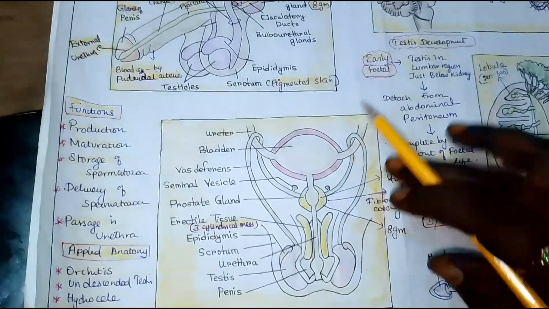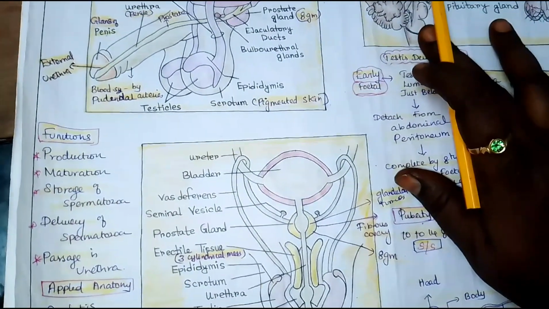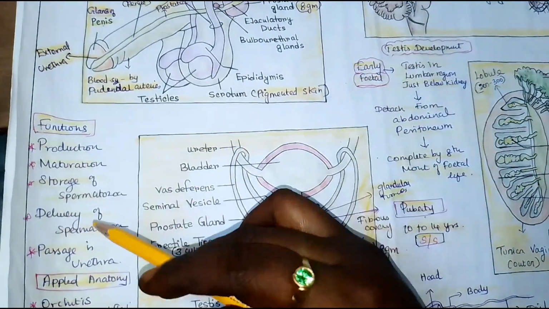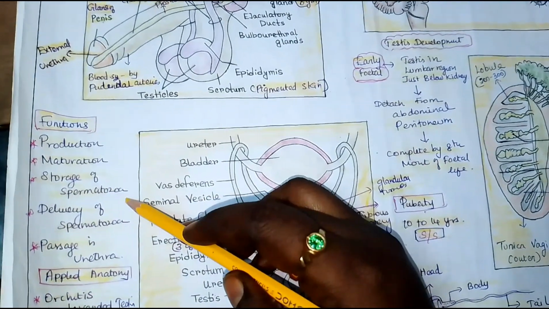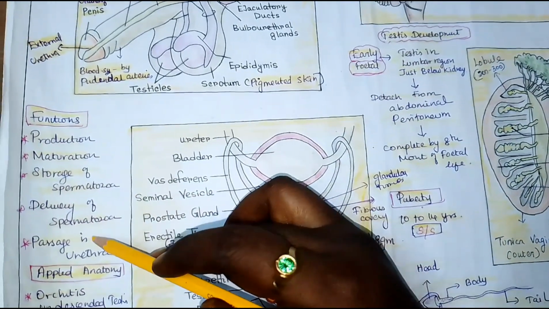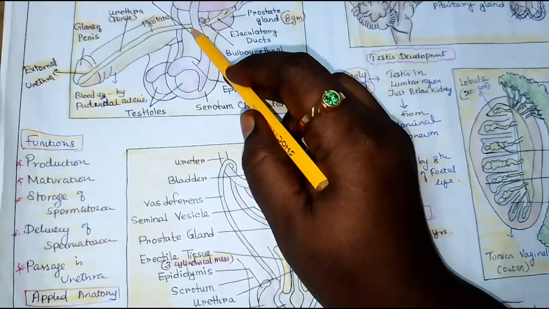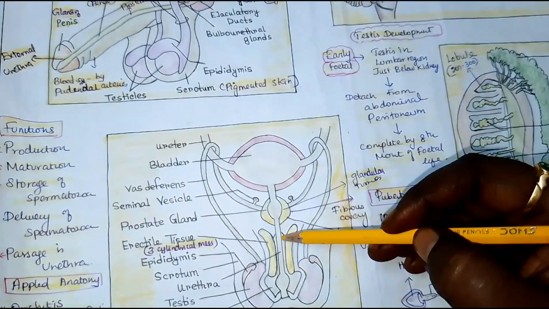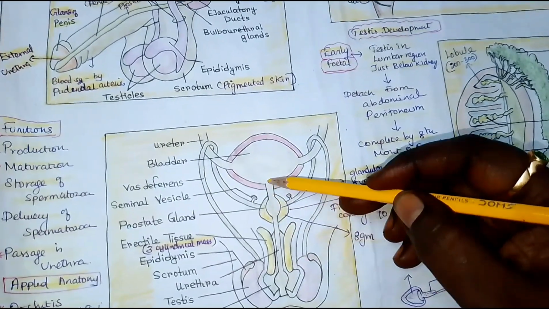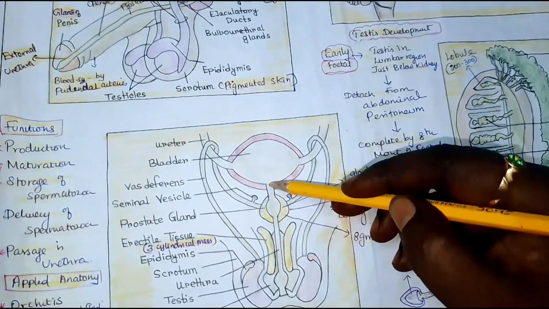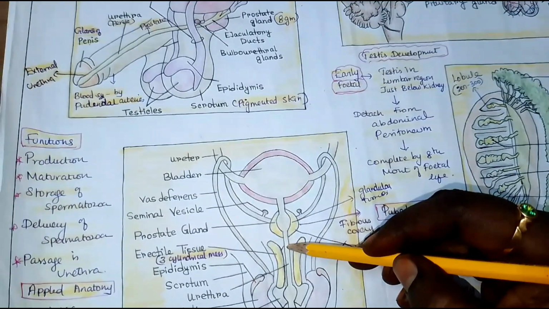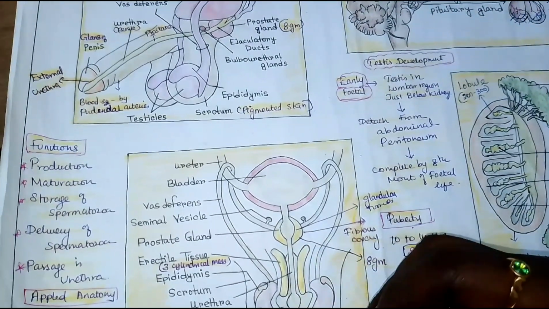Are you understanding? What are the main functions of this male reproductive system? Mainly production, maturation, storage of spermatozoa, and delivery of the sperm through the urethra. What are all the parts of the urethra? When the urethra crosses the prostate gland, this is the prostatic urethra, and then there is the external urethra.